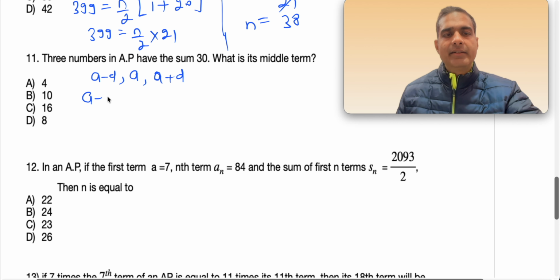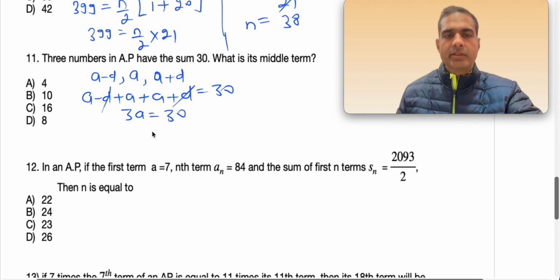So if we add them, a minus d plus a plus d, their sum is 30. So plus d and minus d will cancel out. So 3a is equal to 30. So a is equal to 10. So its middle term. Our middle term was a only. So the middle term will be 10.